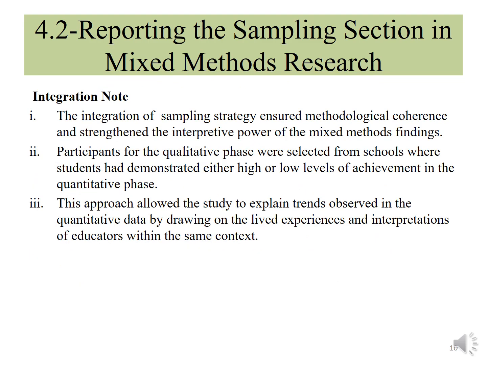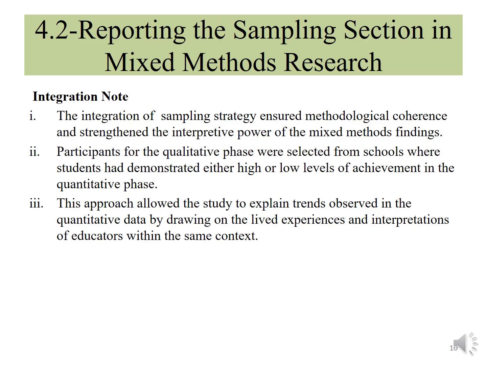Now come to the second slide of the reporting sampling section. So how do we integrate both the sampling strategies of qualitative and quantitative components of research. Number 1, the integration of sampling strategy ensured methodological coherence and strengthened the interpretive power of mixed methods findings. So both types of sampling are actually interconnected by the common purpose of improving the interpretive powers of the findings.